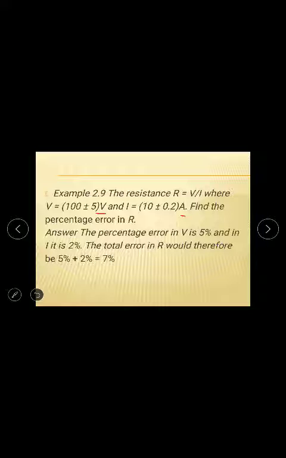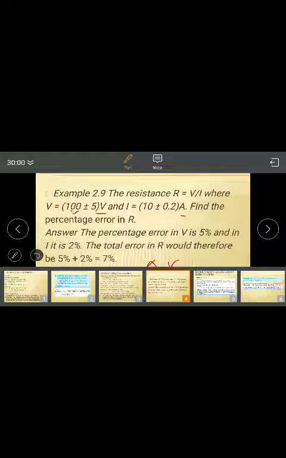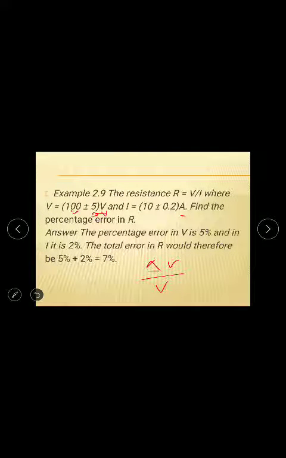That is the relative error. Whatever the relative error we have got, that we have to add. So you know the formula, that is delta V upon V. It is a relative error. Okay, delta V is what here? This is V. 100 is V. And delta V is what? 5. Delta V is 5.